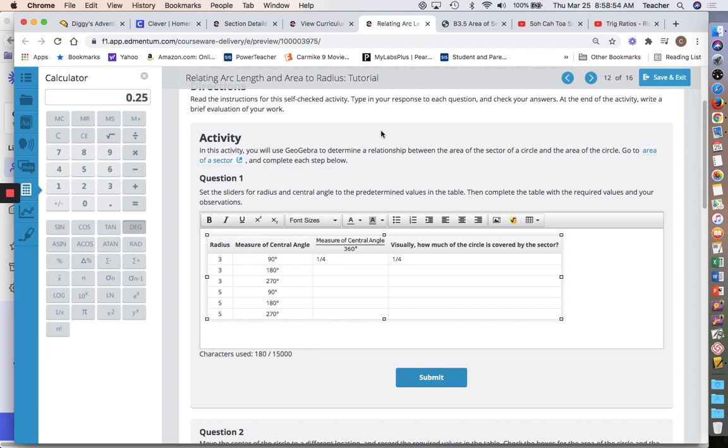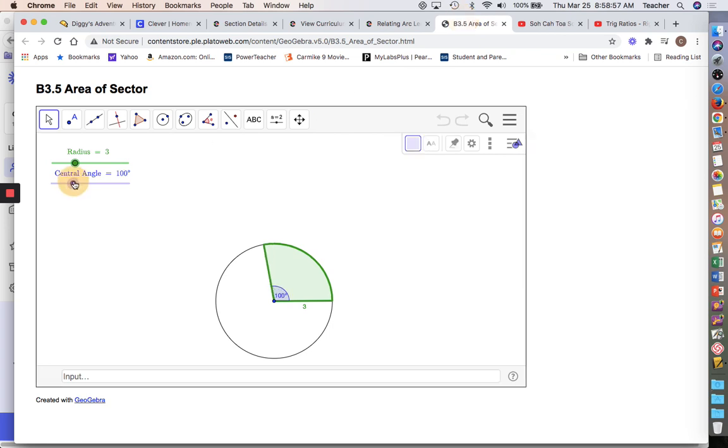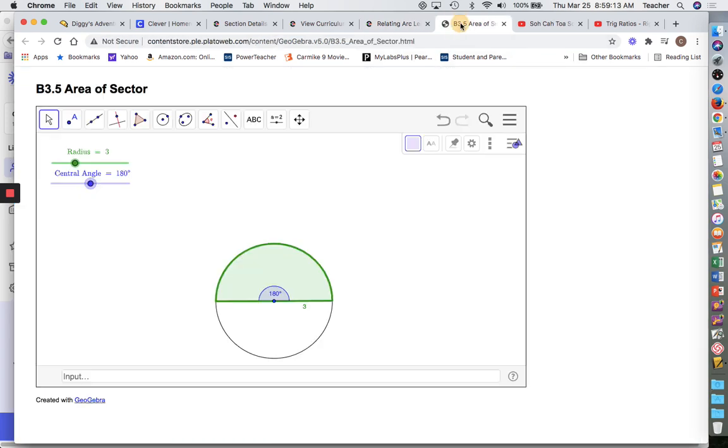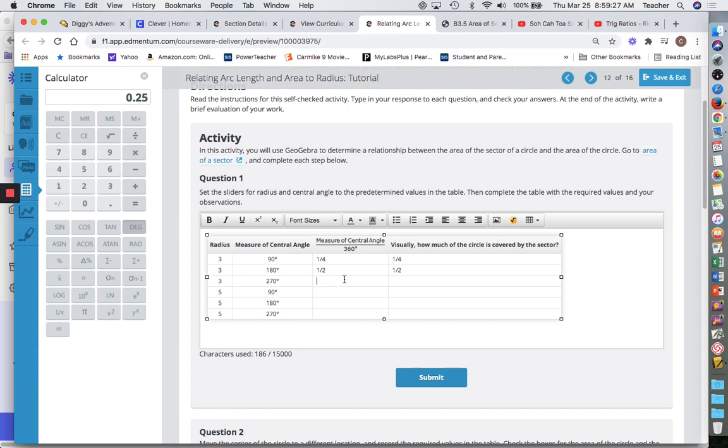All right, so let's see. I'm going to change this to 3 and 180. Woo, that's going to be half, because we all know half of a circle is 180. That's going to be half of the circle, and it's going to look like half. All right, so 270. That's going to be 3/4 of the circle, because I know my math. So, woohoo! For all y'all that can eat 3/4 of a pizza, that's what it's going to look like. So that's 3/4 of the pie.